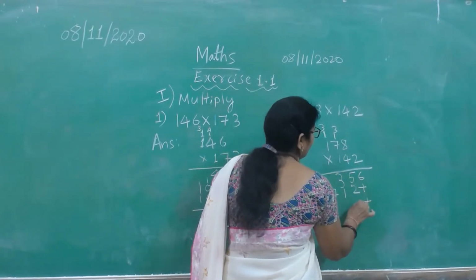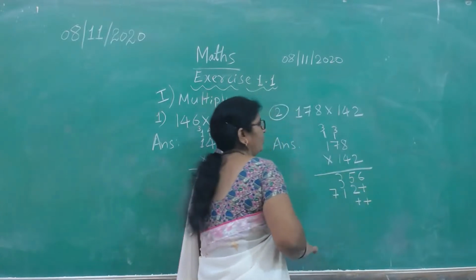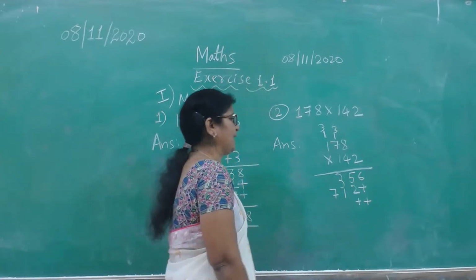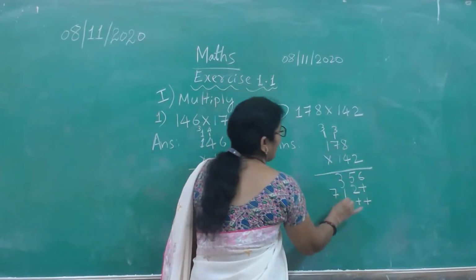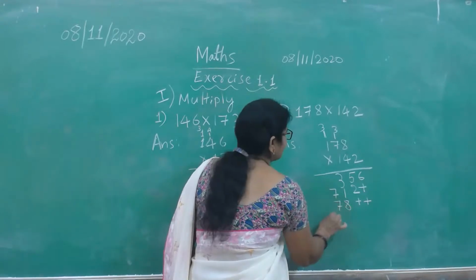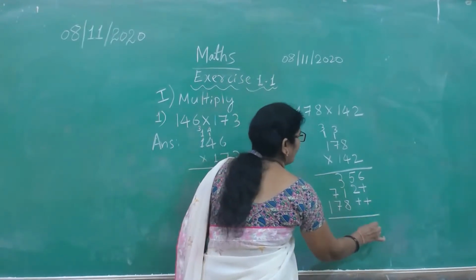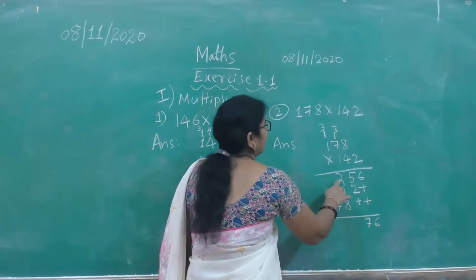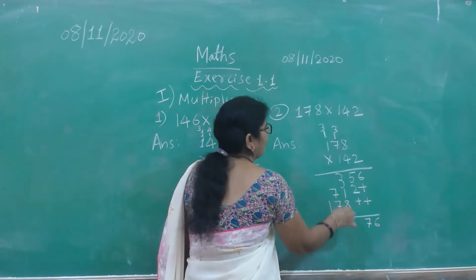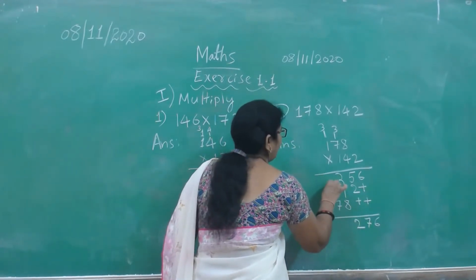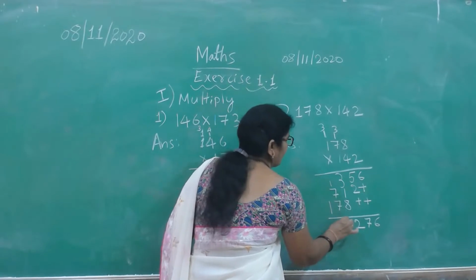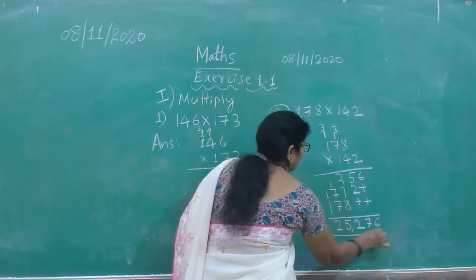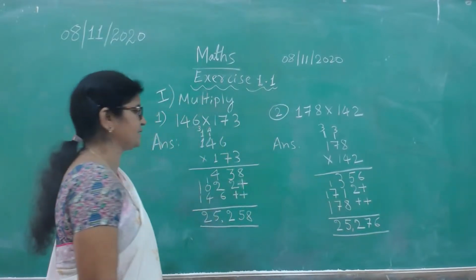Now again here in the third row you have to write a plus sign in the unit place and in the tens place. Then 1 8s are 8, 1 7s are 7, 1 1s are 1. 6, 5 plus 2 7, 8 4 3 plus 1 4, 4 plus 8 12, carry 1, 7 plus 7 14 plus 1 15, carry 1, then 2. 25,276.